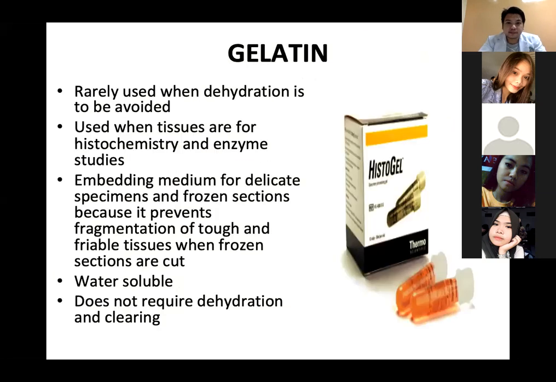Okay. Next, gelatin. Gelatin is rarely used, as dehydration is to be avoided. Gelatin is usually used as the clearing agent if the specimen is fresh and for histochemistry. Okay, we are going to discuss more of gelatin as a clearing agent in molecular biology. Okay, so water soluble, does not require dehydration and clearing.